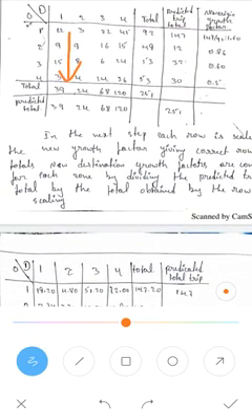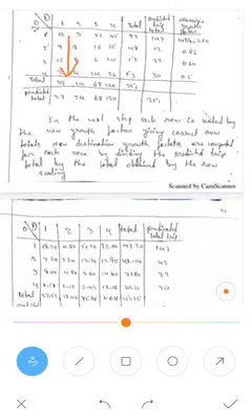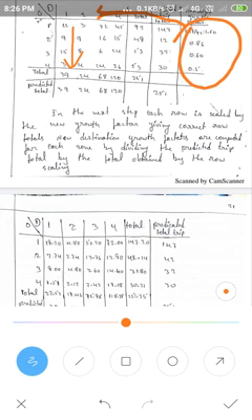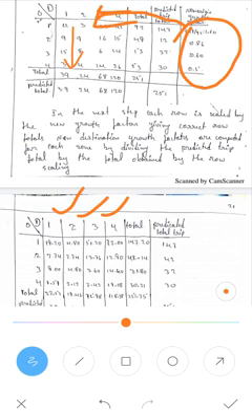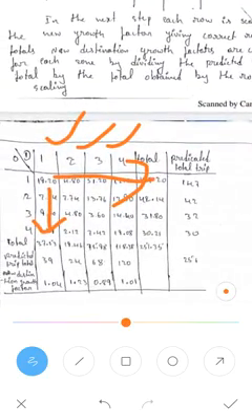In the next step, whatever growth factor you get, you have to multiply with each column. Each column you multiply, so you will get this first, second, third, fourth. Same for this, till here you will get it. For the total, row wise and column wise you have to add it and write the total. Next is the predicted total trips.